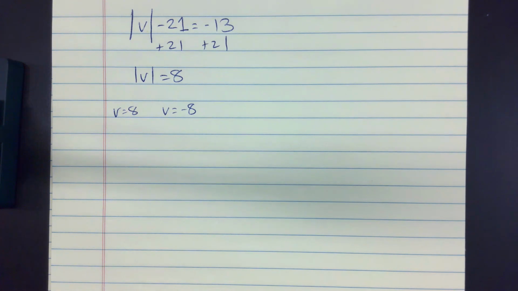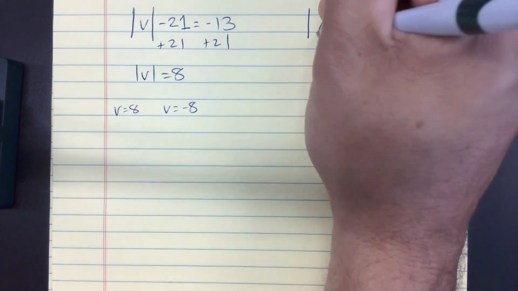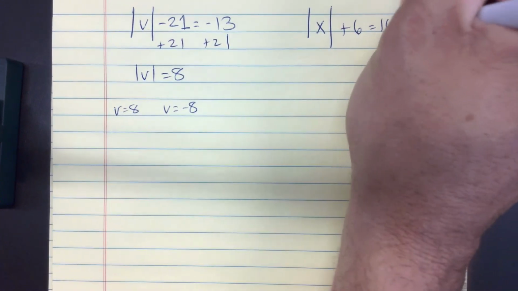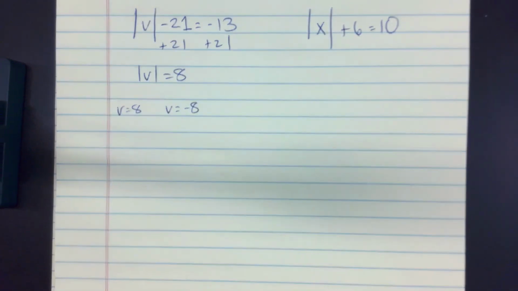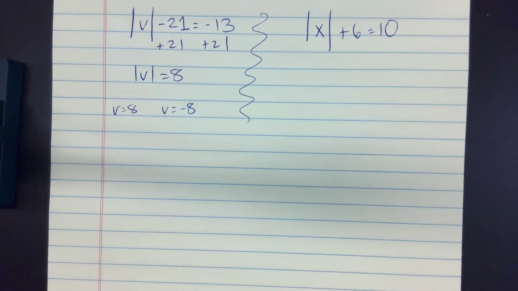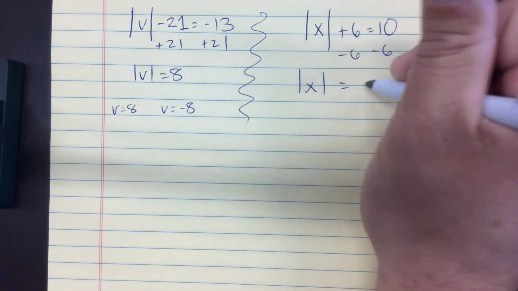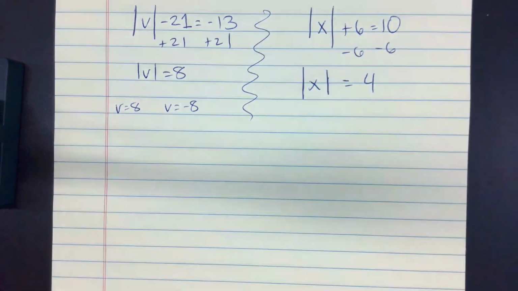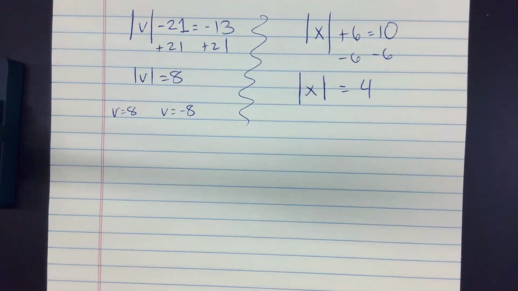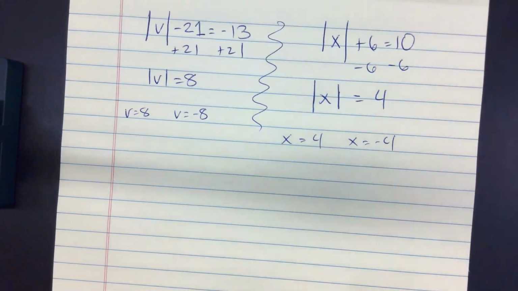All right, one more of these here. Let me see what we got. Absolute value of x plus 6 equals 10. Cooper, what do I do first? Subtract 6. Why would I do that, Cooper? What do I want to get alone? Yep. Now what, Cooper? So 4 and -4. And there's your two solutions.